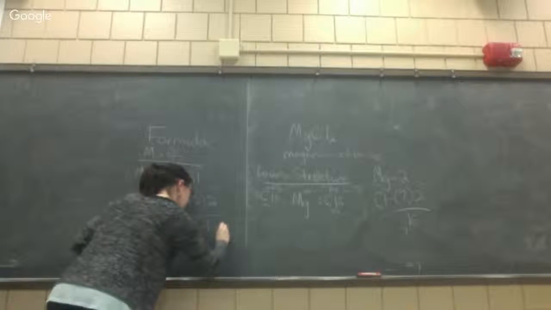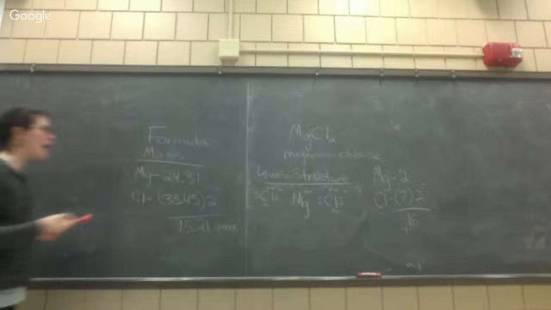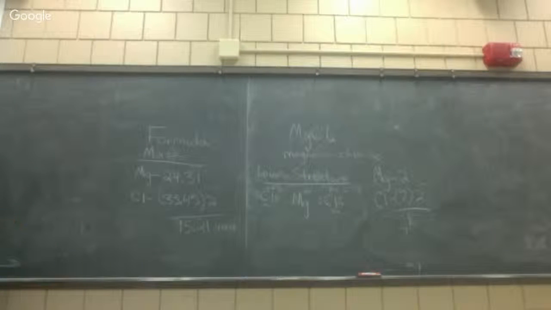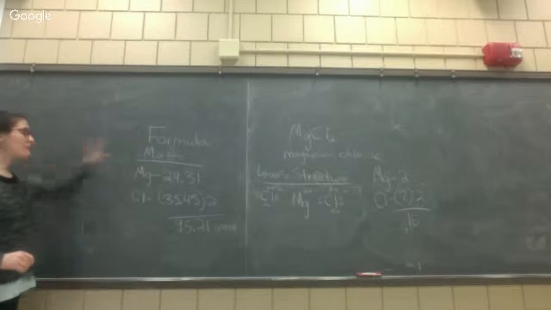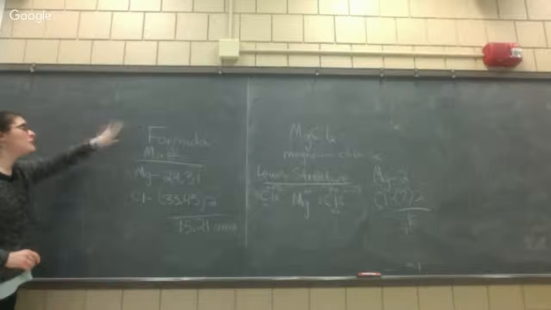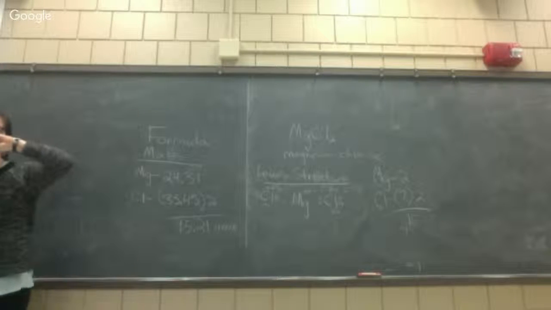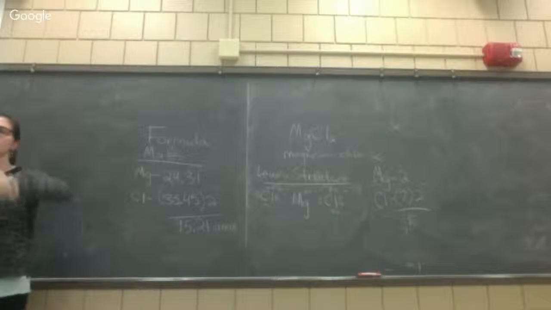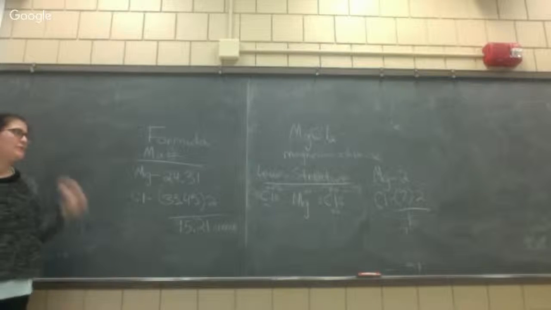You get 95.21 AMU, or it would be 95.21 grams per 1 mole. Does that make sense? And remember formula mass, Dr. Franco wants you to associate formula mass with ionic compounds. Makes sense? So far, so good?